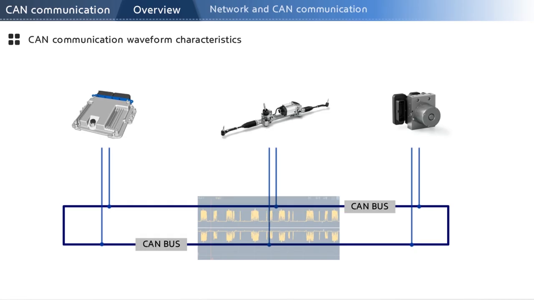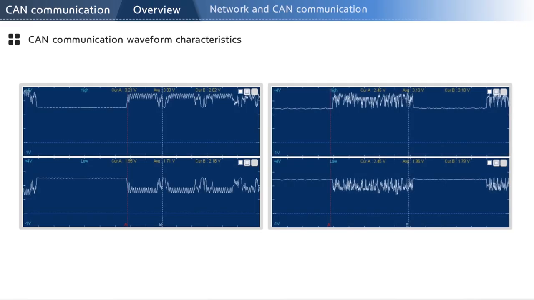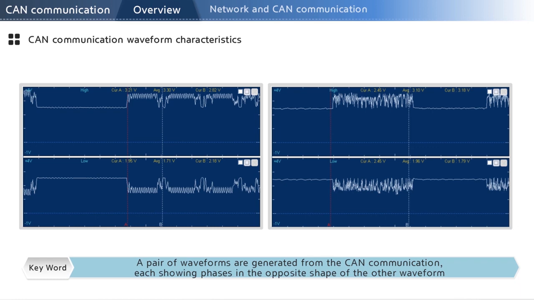Notice each of the two lines generates its own waveform. It may not be easy to determine the normal waveforms from abnormal waveforms. This is because it is measured at a low sampling speed. Still, there is one clear pattern. The two waveforms have opposite shapes, as if they are mirror images.